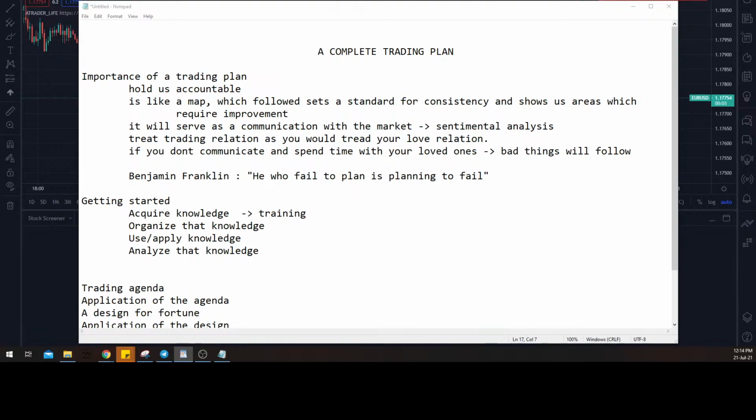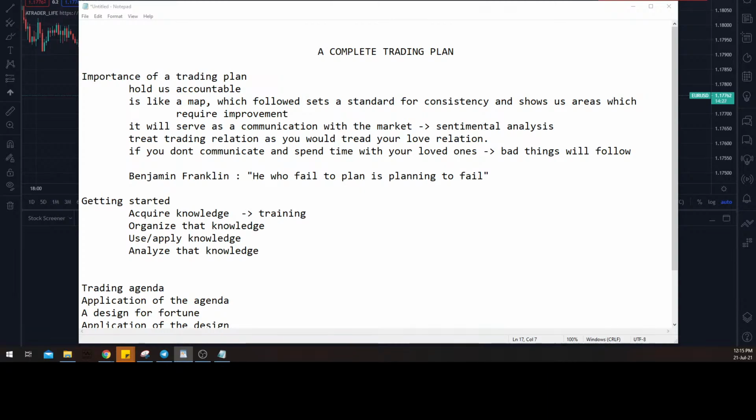Like I said previously, a trading plan is like a map directing us to areas which need improvement. So through these steps of organizing, using and analyzing the knowledge, we will understand which area of us is going to require improvement. So even if we acquire our knowledge through the best and the most organized trading educational systems, we will still need to learn how to organize that knowledge.